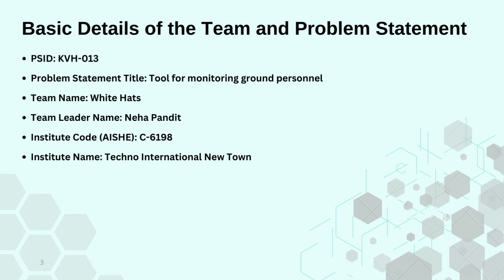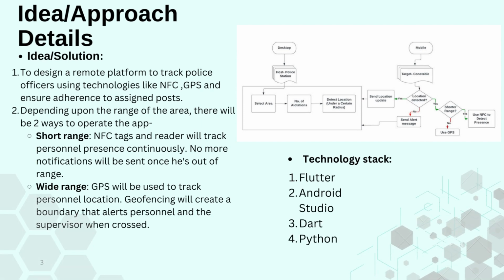The PSID is KVH13, which is to develop a tool for monitoring ground personnel. Our aim is to design a mobile application that will help the organization to allocate and continuously track the location of the ground personnel to ensure that they stay where they are posted.